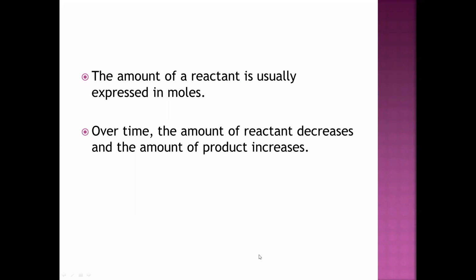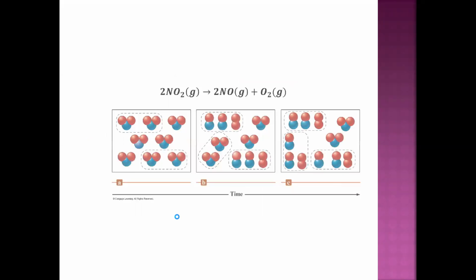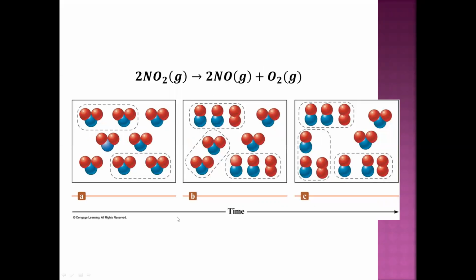So the amount of a reactant is usually expressed in moles. That's an amount that's very applicable for chemistry. We've been using moles for a very long time now. And over time, the amount of reactant decreases and the amount of product will increase. So I have an example for this reaction. The two NO2s are reacting together in a combination reaction. You see how in the picture they're circled.